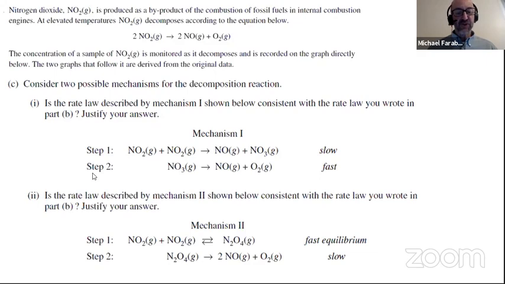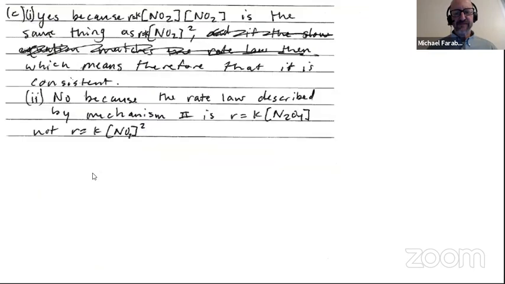Each of these questions asks the exact same thing. Explain how, or show, is the rate law consistent with the rate law? Is the rate law described by the mechanism consistent with this second order rate law that we've already established? I can't put all of this on the same screen, so you can flip back and forth if you need to process this. These are the two mechanisms, and now on the next slide, here's the student's answer.